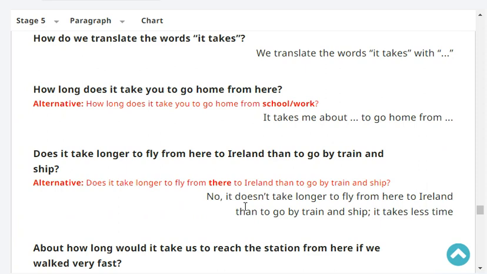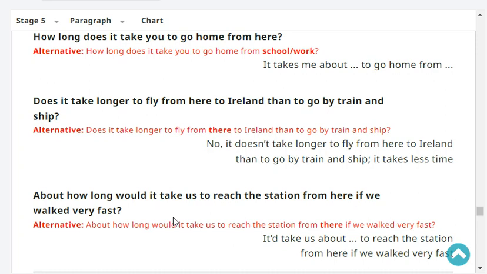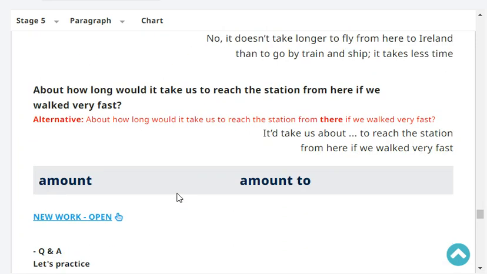Does it take longer to fly from here to Ireland than to go by train and ship? No, it doesn't take longer to fly from here to Ireland than to go by train and ship. It takes less time. About how long would it take you to reach the station from here if you walk very fast? It would take me about four minutes to reach the station from here if I walk very fast. Very good.